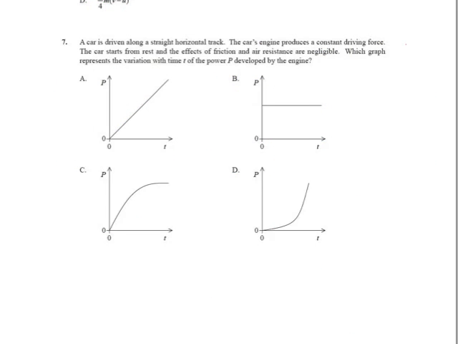A car is driven along a straight horizontal track. The car's engine produces a constant driving force. So F is constant. The car starts from rest, and the effects of friction and air resistance are negligible. Which graph represents the variation with time t for the power P developed by the engine?